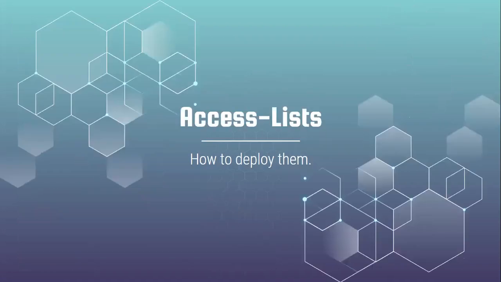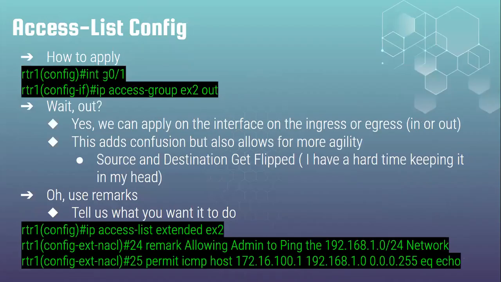After we create the access list, you have to apply the access list. Until it's applied, it's not actually allowing or denying traffic, right? Until you assign it to an interface, it's not doing that. When you do that, you also have to keep in mind in and out. You can apply it to the ingress of the interface or the egress.